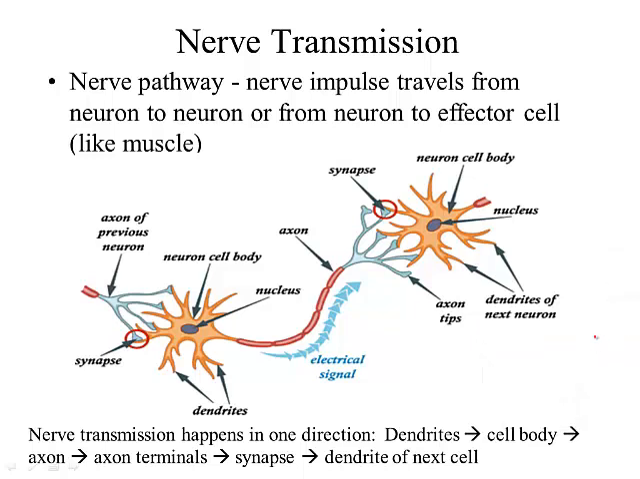Okay, this is podcast number 3 for chapter 9 on the nervous system. In this podcast, we're going to take a look at how one nerve cell will talk to another nerve cell.